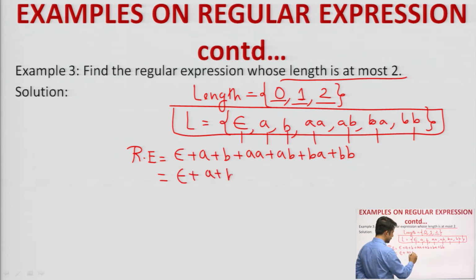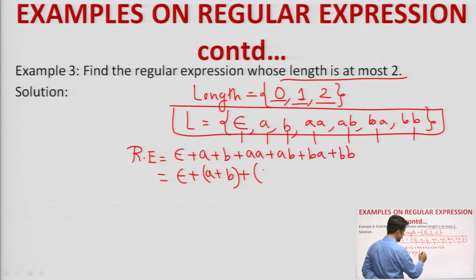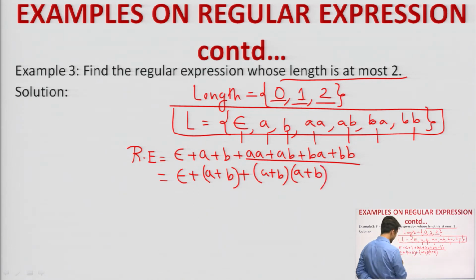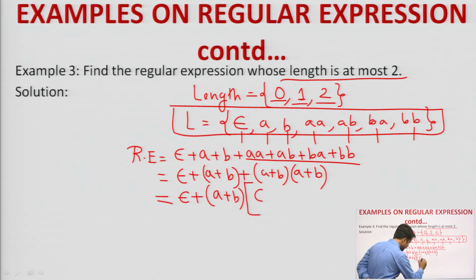a plus b, this thing I can write like this, a plus b into a plus b. I am just trying to skip 1 or 2 steps. Now, if I take epsilon plus, if I take a plus b as common, then what will be the answer? Epsilon plus a plus b. Do you agree with this point?